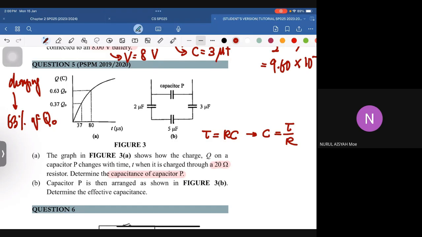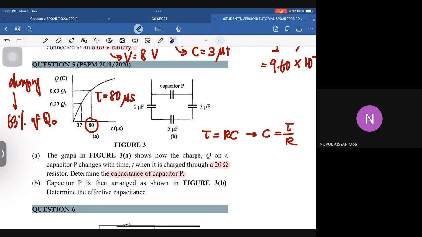So maksudnya time constant dia adalah 80. So this is 80 microseconds. Kalau kamu pilih 37, dia jadi salah sebab 37% ni untuk discharging. This is not a discharging punya graph. This is charging. Okay, kalau discharging kamu kena ingat dia terbalikkan.